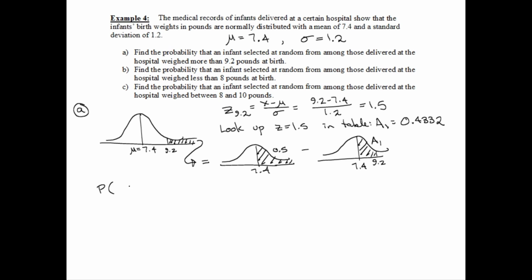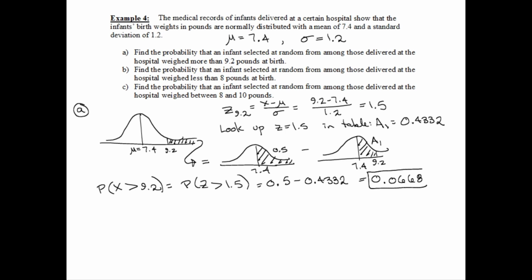So the probability that the baby, singular, weighs more than 9.2 pounds, that's the same as the probability that z is more than 1.5, so more than 1.5 standard deviations above the mean. That's going to be 0.5 minus 0.4332, which is 0.0668.